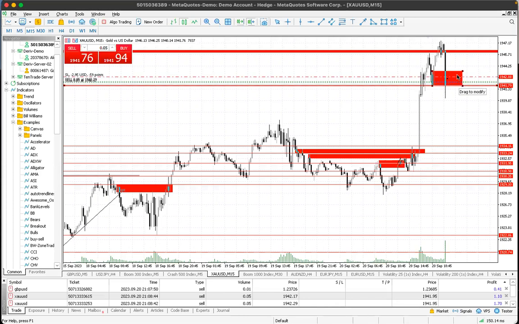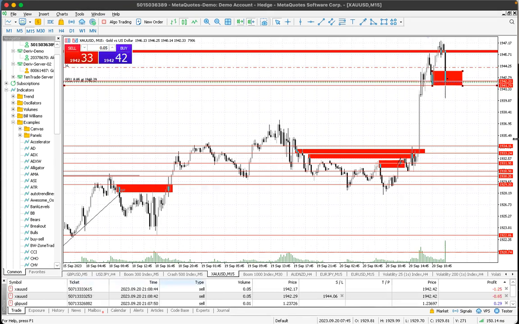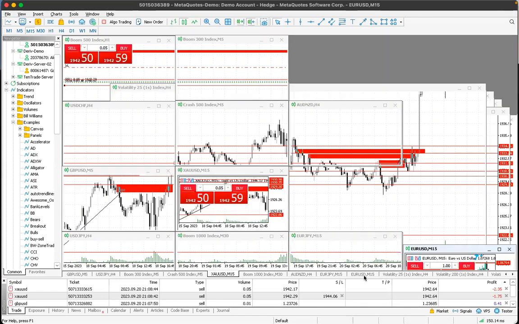I'll put my stop loss above the breakout block. My stop loss here, above the breakout block. Now what else? Let's go for the Euro USD.